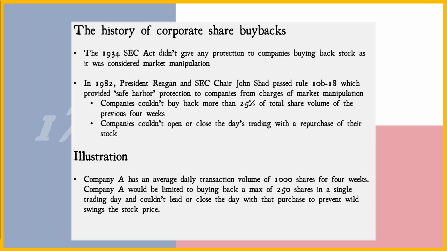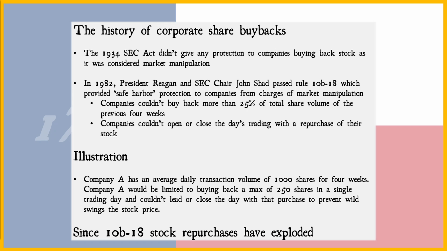So let's illustrate this. What do I mean? So let's take company A, just a random company. Let's say per day over the last 4 weeks, 1,000 shares of that company get traded by people, back and forth, 1,000 shares. What the law meant was company A could only buy back 250 shares in a single day, and they couldn't start or close the day with that purchase. All right? So it makes good sense. It's pretty easy, and a decent way to prevent them from absolutely going insane with this.